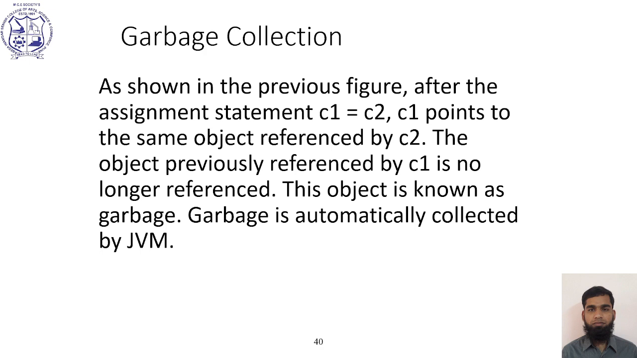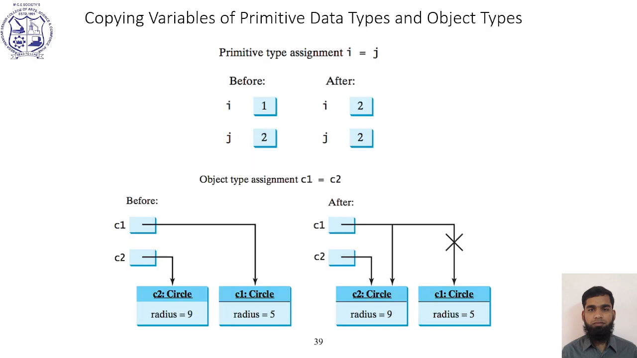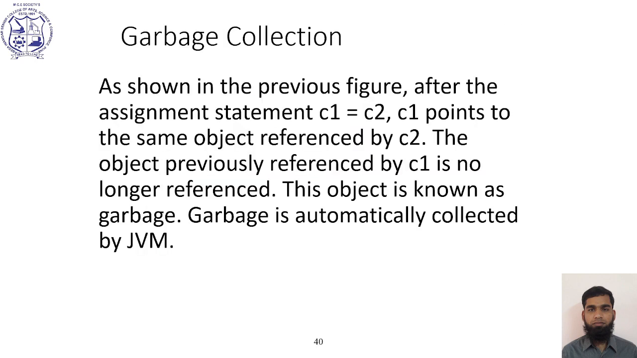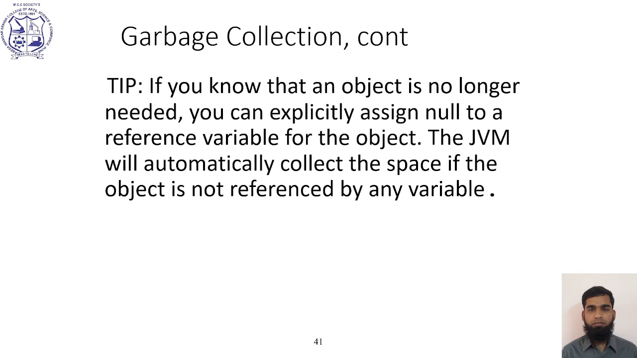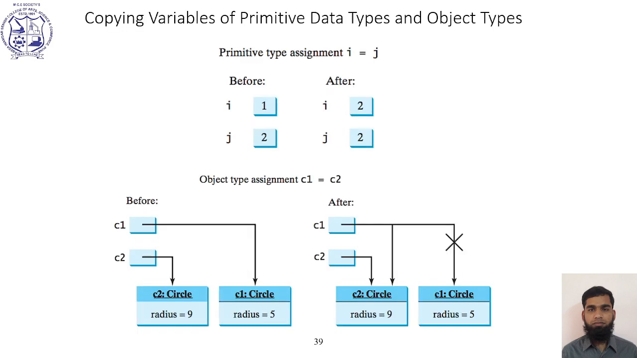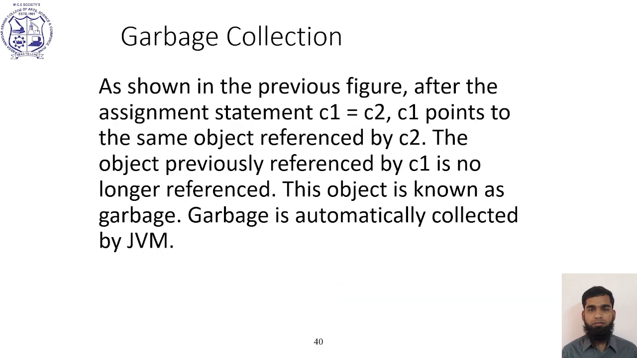Garbage collection. As shown in the previous figure, after the assignment statement, C1 and C2 point to the same object referenced by C2. The object previously referenced by C1 is no longer referenced. This object is known as garbage. Garbage is automatically collected by JVM.